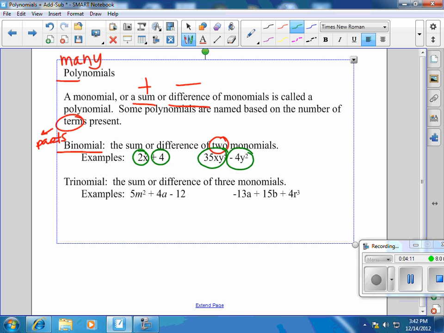A trinomial, think tricycle, is the sum or difference of 3 monomials. So here we have 5m squared, 4a, and negative 12, 3 different terms. And then negative 13a, 15b, and 4 cubed, 3 different terms.